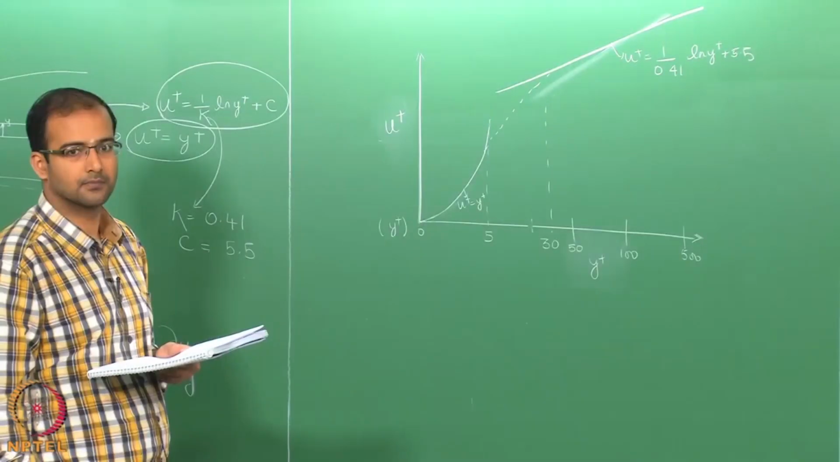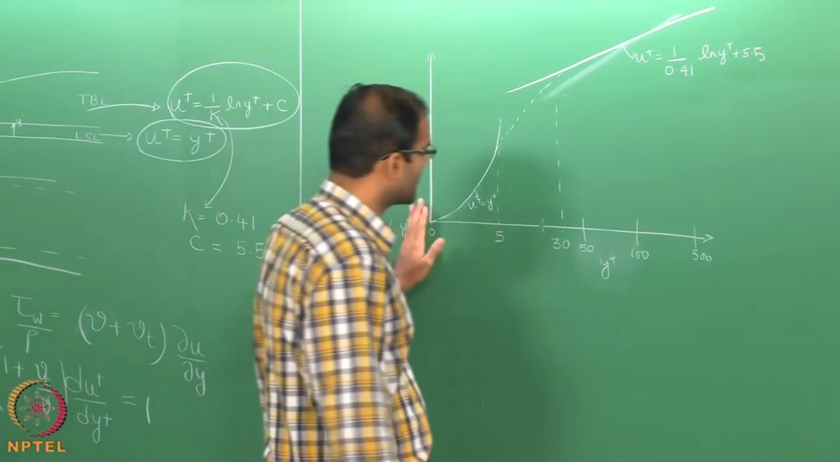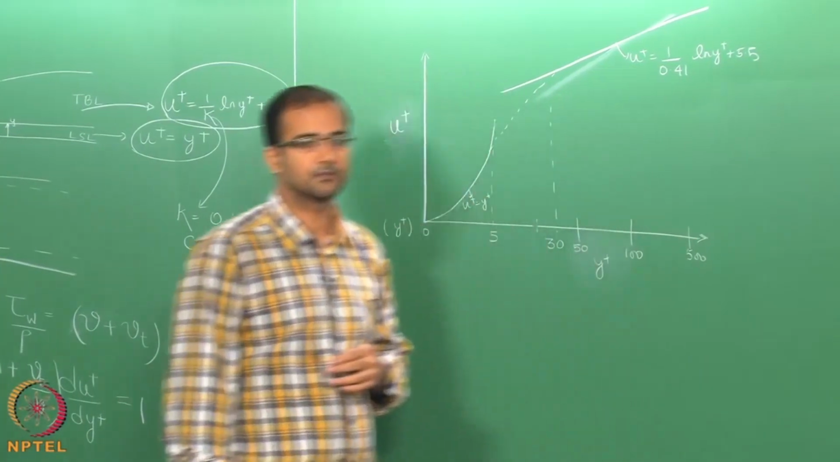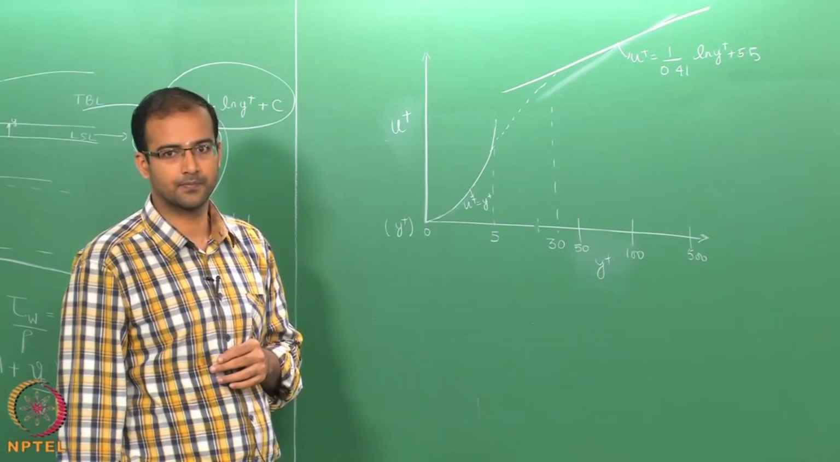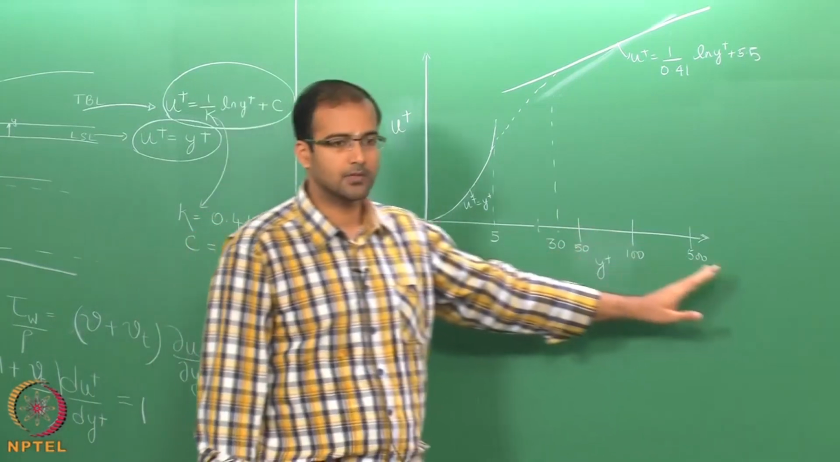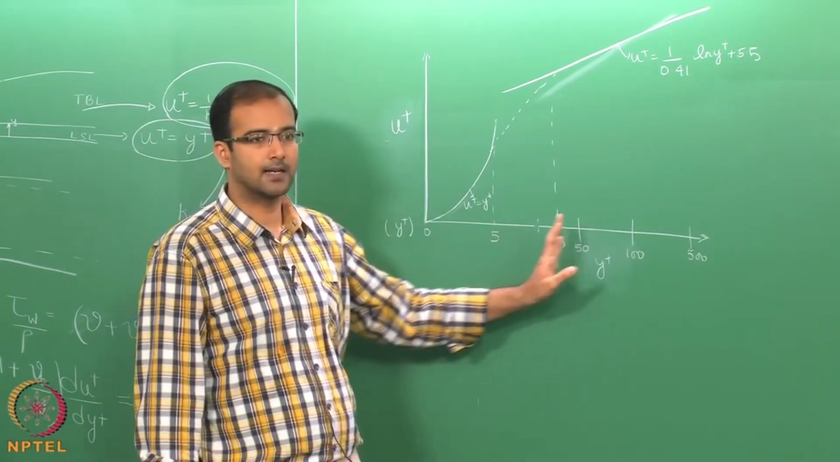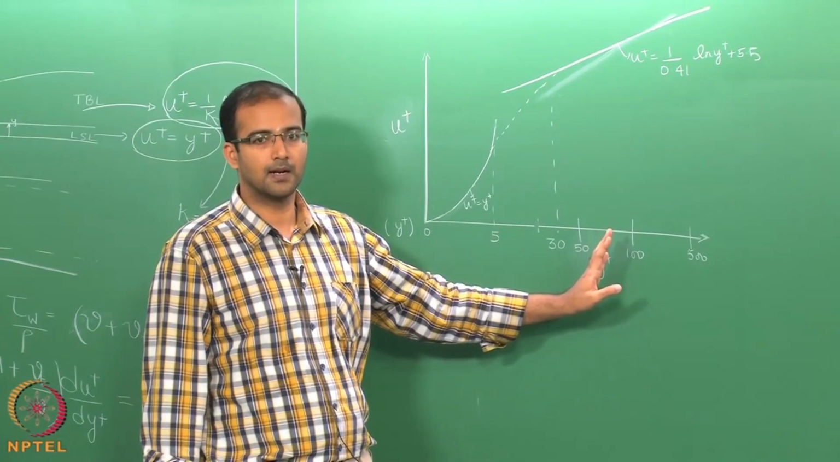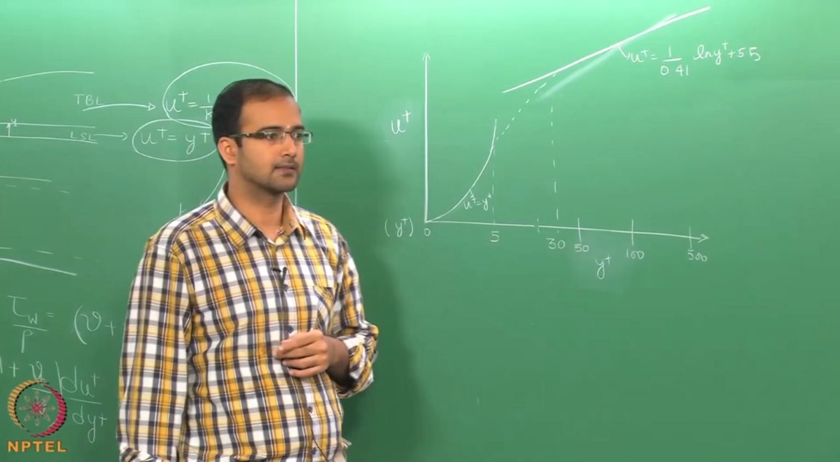So now the x axis is y plus or ln y plus? This is y plus, but I have plotted with a log scale. So if you take a graph with a log scale on the x axis, then you have a distribution of points like this. Okay, you have 0 to 10 and then suddenly 10 to maybe 100, then 100 to 1000. So the order of magnitude will quickly increase.